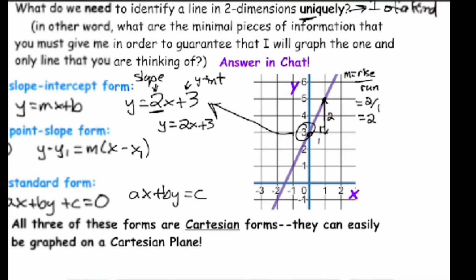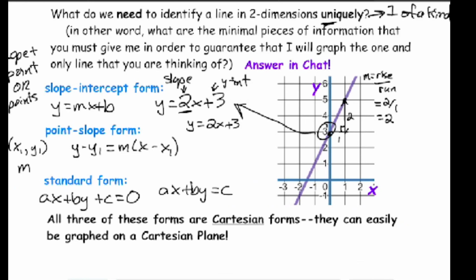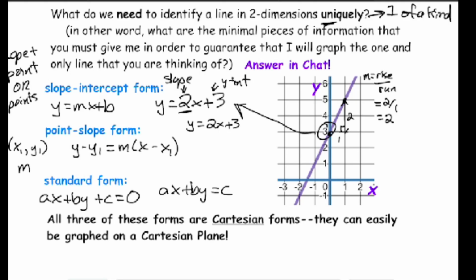All right, that's not too hard. We've seen this before. All three of these forms are Cartesian forms. They can easily be graphed on the Cartesian plane, and everything's given in terms of coordinates.